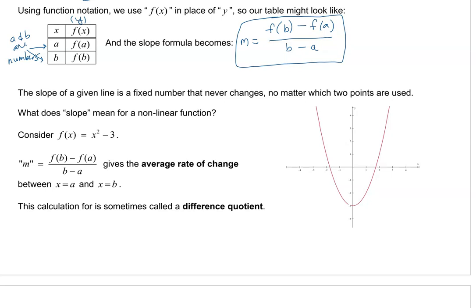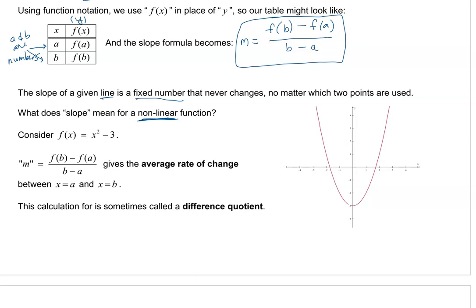Now, the slope of a given line is a fixed number that never changes. A line has a certain steepness, and that's described by the slope. And that never changes no matter which 2 points are used. Calculate any 2 points, the slope will always be the same. But what does slope mean for a nonlinear function?